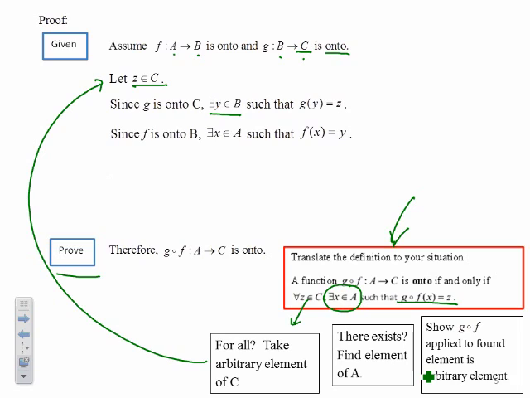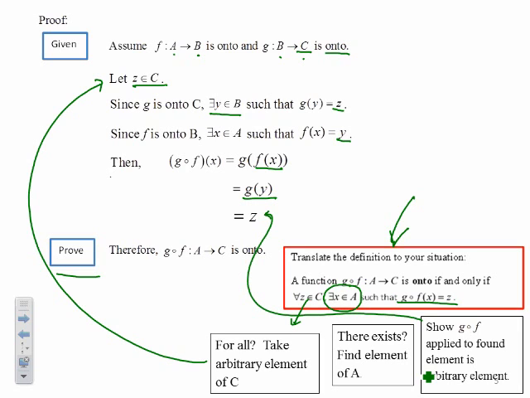I need to find an element of A, and I need to show that G composed with F applied to it is z. So I'll take that x and apply G composed with F to it. Well, G composed with F of x is simply G of F of x. But F of x is y. So by substitution, I get to write G of y instead. But G of y is z. So now I replace G of y by z, and now I have what I wanted to show: G composed with F applied to the found element x is my arbitrary element z that I picked at the beginning. This is what we set out to show. QED.